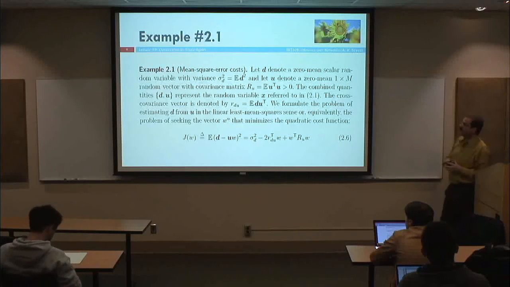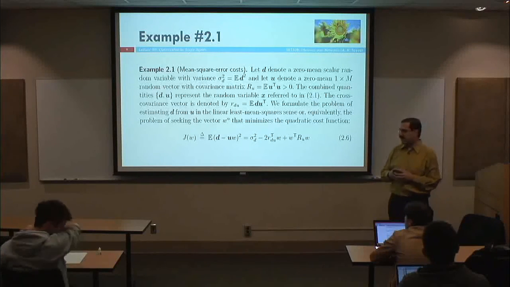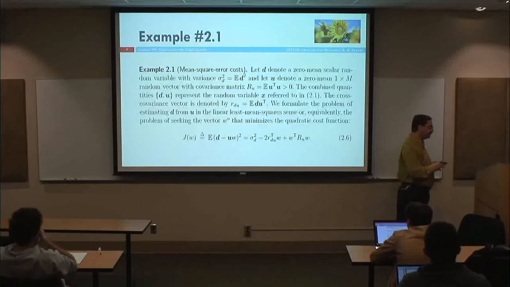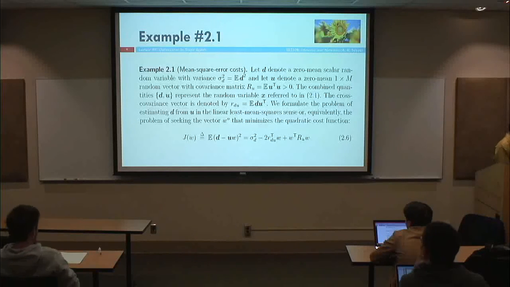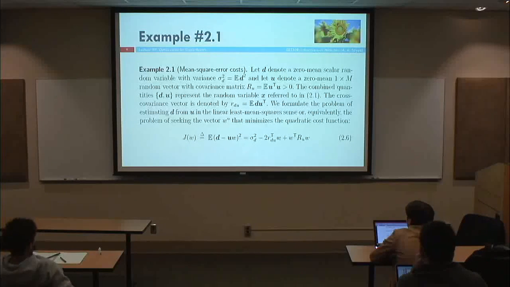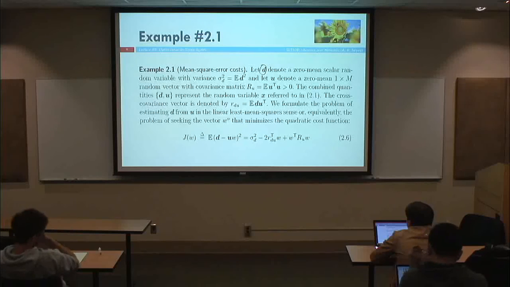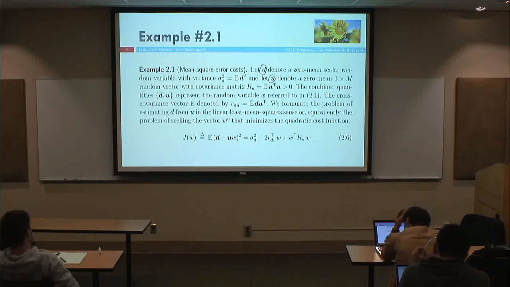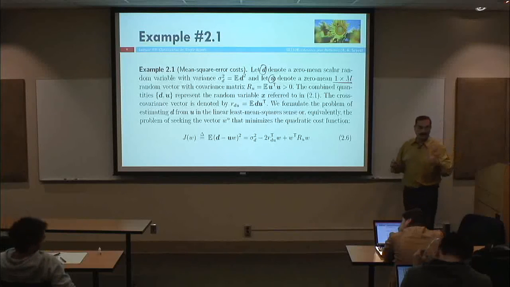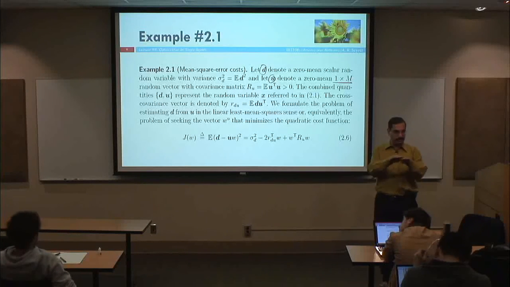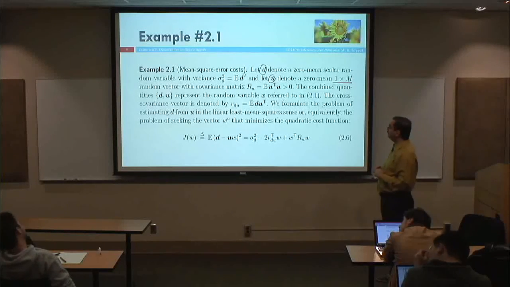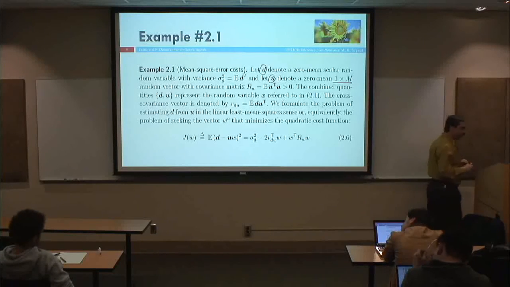Examples before we talk about gradient descent algorithms for solving that problem. This is the mean square error case. So let's assume I have a random variable d, a scalar, and a row vector u, called a regression vector. That will be my convention for regression vectors in this course. They will be row vectors, u. So d is a scalar random variable.